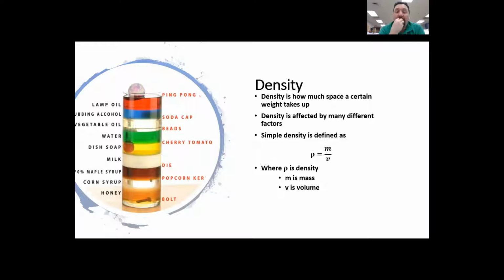but for our purposes, we're going to define density as mass divided by volume. This letter that looks like a P, which we call rho, is equal to mass divided by volume. On the left side, we have a density column. These are different materials stacked on top of each other. Perhaps you've noticed that oil will float on top of water. A density column is a group of different materials stacked on top of each other based on density.